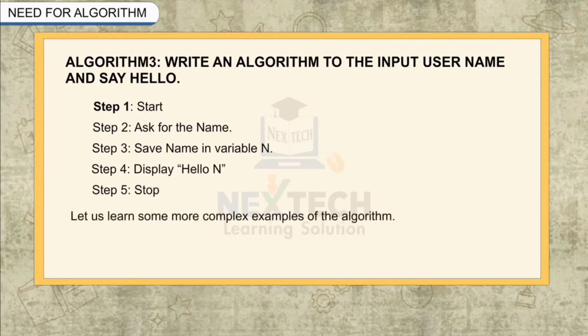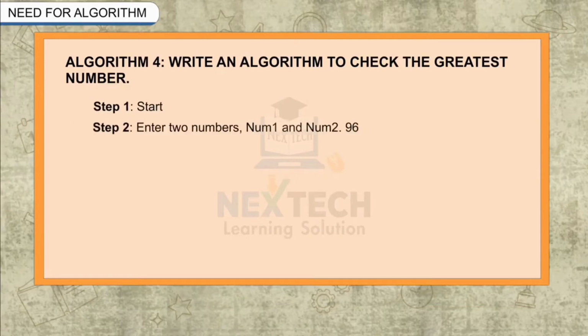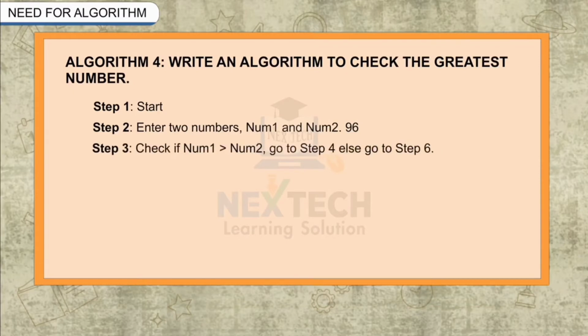Let us learn some complex examples of algorithms. Write an algorithm to check the greatest number. Step 1, start. Step 2, enter two numbers, num1 and num2. Step 3, check if num1 is greater than num2. If yes, go to step 4, else go to step 6.